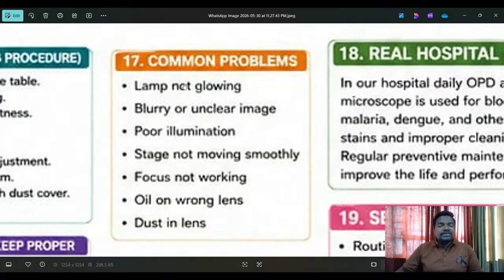Sometimes this is also a problem: lamp not glowing means sometimes the intensifier also does not come. Most problems come when there are new students, educational students, that is lab college students and doctors. They don't have any expertise about the medical equipment, understand. So when they operate the equipment, this type of problem will come. And when they are in front of the medical equipment, that is the microscope, then many calls will come.